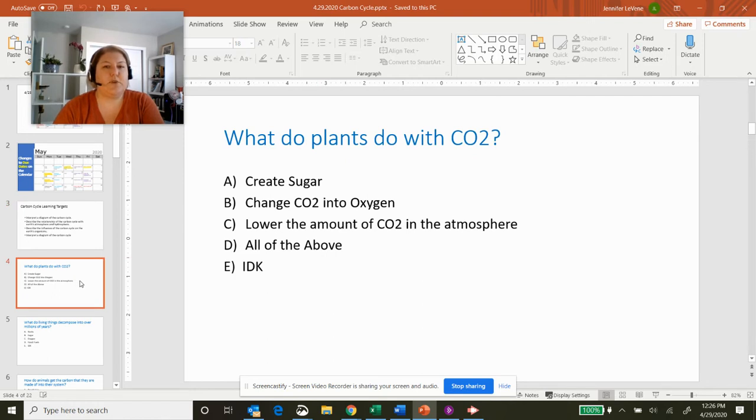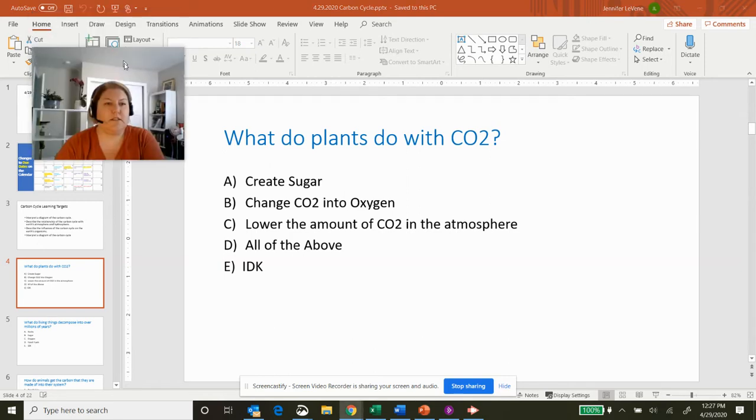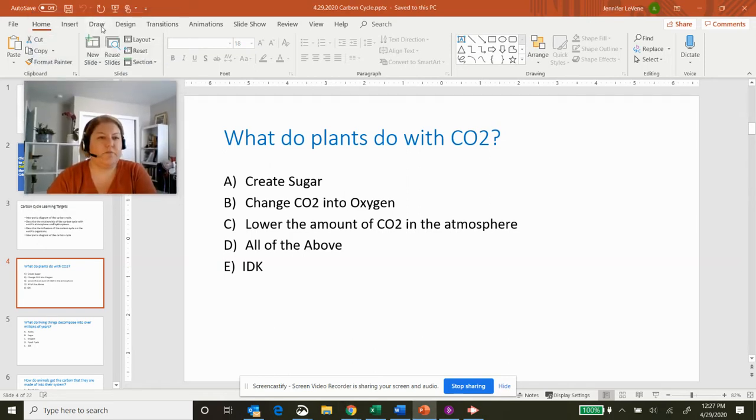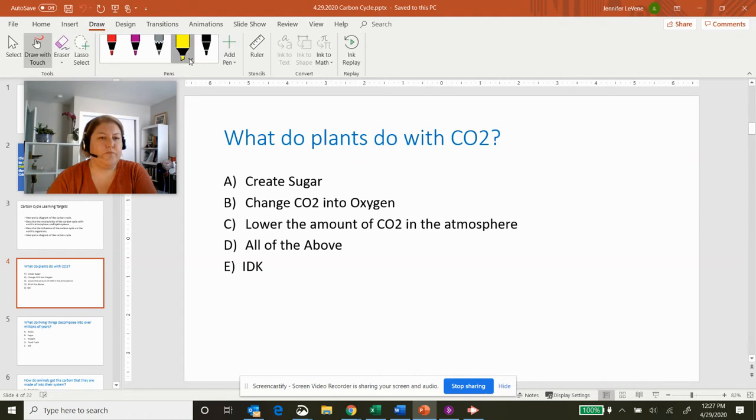Okay, we went over some review questions. So what do plants do with carbon dioxide? Do they create sugar, change carbon into oxygen, lower the amount of carbon dioxide in the atmosphere, all of the above, or I don't know? So let's think about it for a second. Go ahead and highlight them. Okay, so the answer is all of the above. They do all those things.